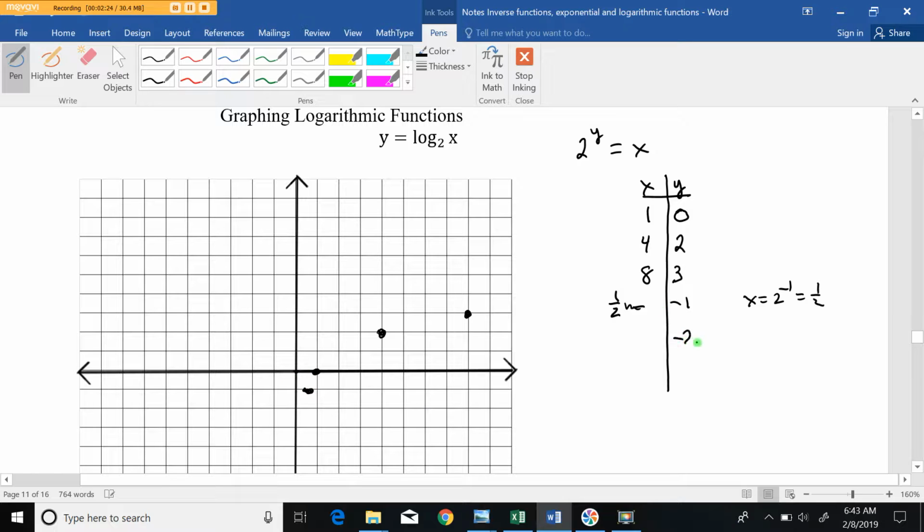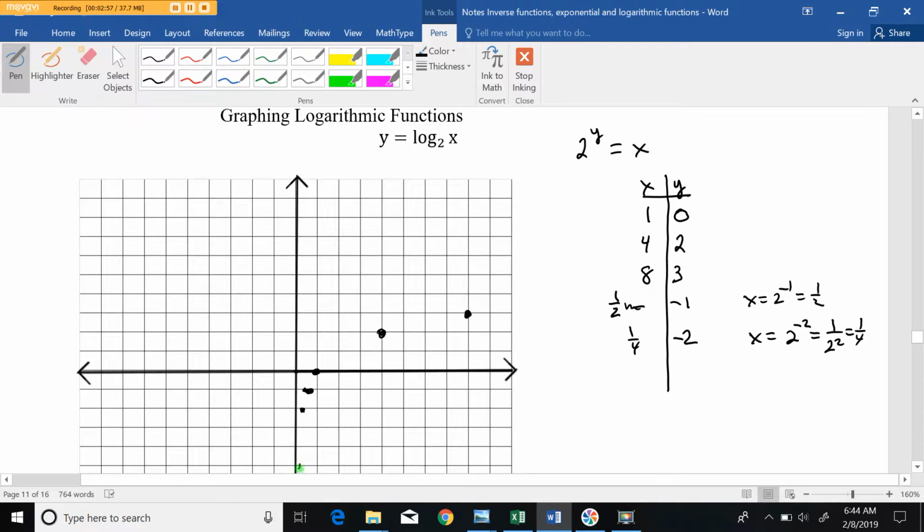Let's try -2 for y. Then x is going to be 2 to the -2, which is 1 over 2 squared, which is 1/4. So 1/4, -2. And you see what's happening is this graph is approaching the y-axis here. In fact, it never can touch this axis, and the reason is there is no value you can put here for y that's going to give you a 0 here. So the y-axis is actually a vertical asymptote for this graph.